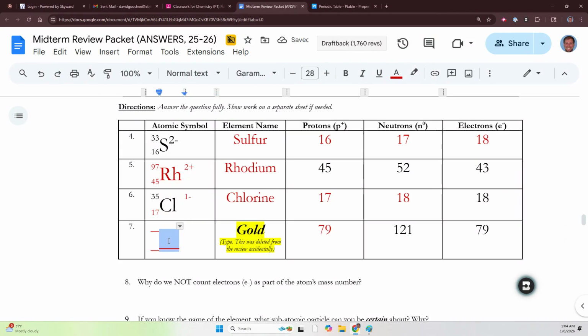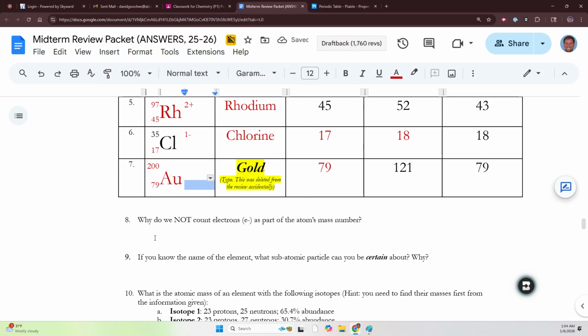The symbol for gold is Au, one of the weird ones. 79 protons. And 121 neutrons, protons plus neutrons. 79 plus 121 is equal to 200. So there we go. That's the last symbol.